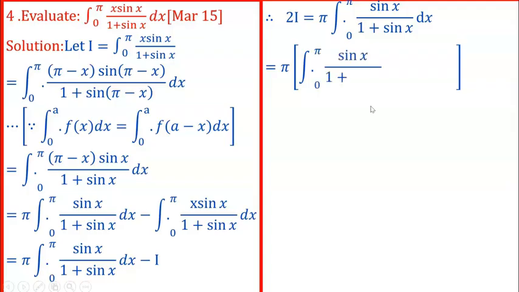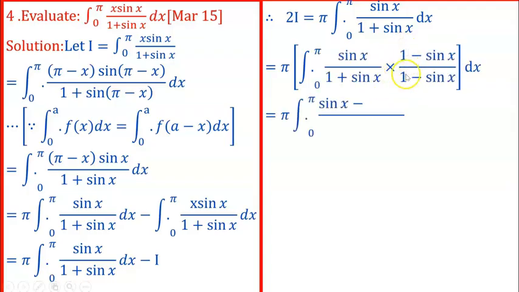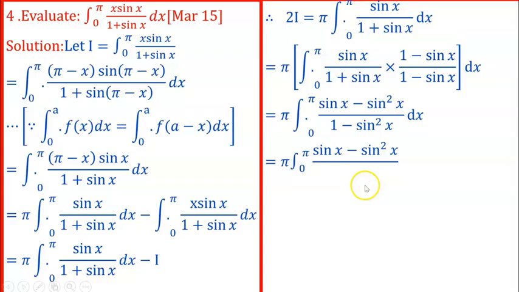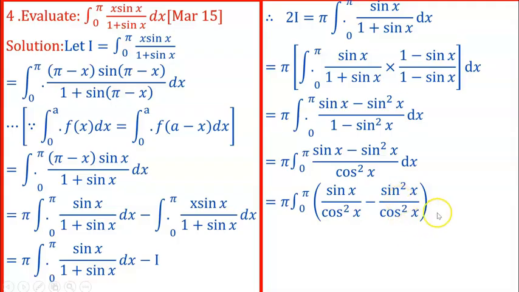Now evaluate this integration by multiplying the numerator and the denominator by 1 minus sin x. Okay, now sin x in bracket 1 minus sin x means sin x minus sin square x upon 1 plus sin x into 1 minus sin x, which means 1 minus sin square x dx. But what is 1 minus sin square x? It's cos square x. Now separate this: sin x upon cos square x minus sin square x upon cos square x dx. Okay, and the next, pi times the integral from 0 to pi of sin x upon 1 cos x, then you will get tan x, and 1 upon cos x means sec x. Now here sin square x upon cos square x is tan square x.